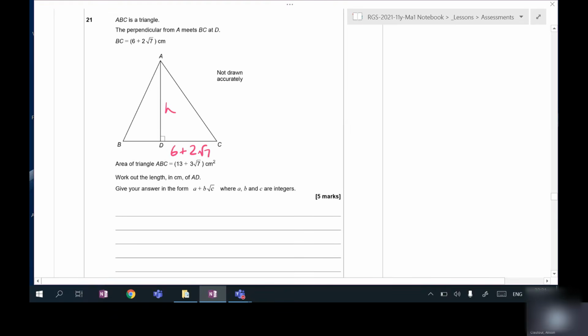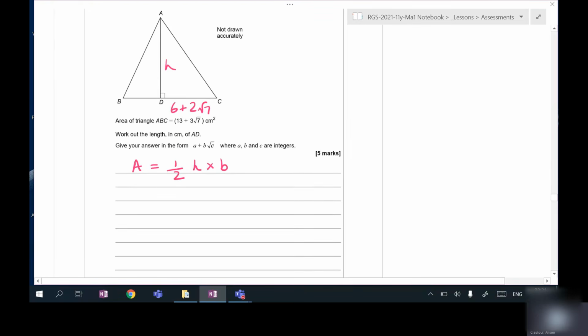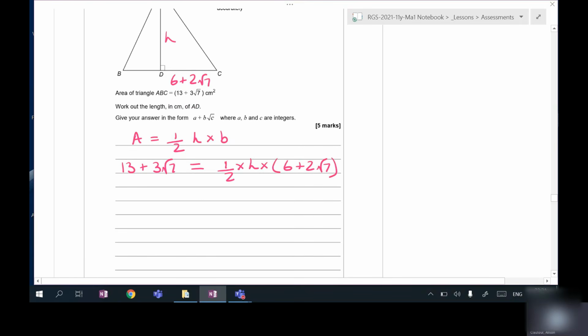And it gives you the area. If you think about the area of a triangle, area is half the height times the base. So we know the area is 13 plus 3 root 7, and we're doing half times the height times the base, which is 6 plus 2 root 7. So I'm going to halve this now. So h times 3 plus 1 root 7.